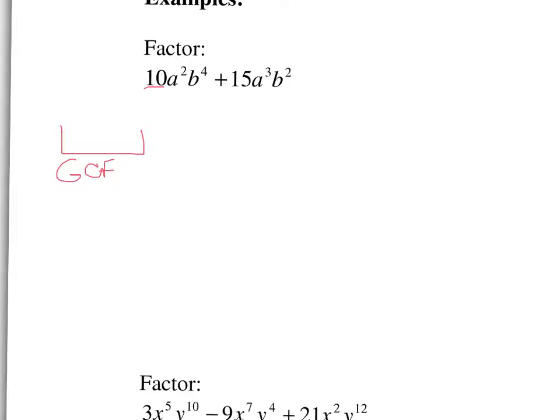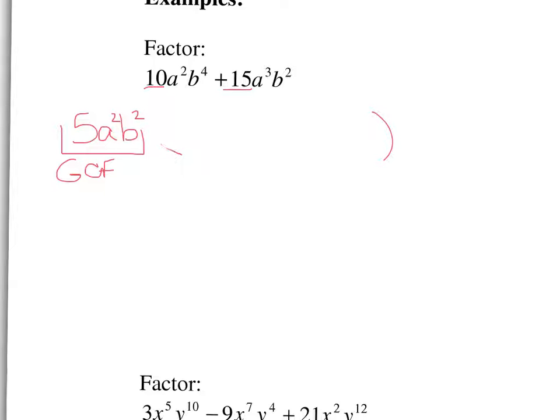So the smallest number that goes into 10 and 15 is 5. It's the smallest number that will divide evenly into them. When we look at the a's, we choose the one with the smallest exponent. So we're going to have a squared. And we look at the b's, we choose the one with the smallest exponent. So we're going to have b squared. So that's the GCF. Now, we're going to undo the distributive property.